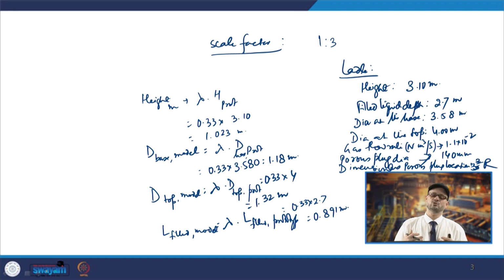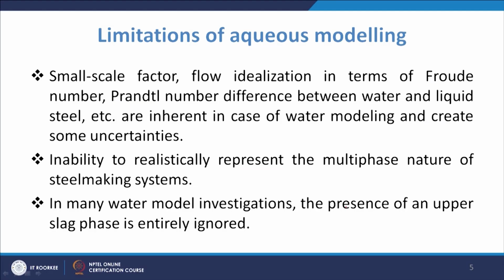and if you try to have the value of other parameters also, you can calculate, like you can calculate for the Q also. So, that also can be calculated, and even the isothermal and non-isothermal conditions may also be taken into account. So, this way the use of these scaling factors is there in the case of modeling. Now, coming to the limitation of the aqueous modeling.